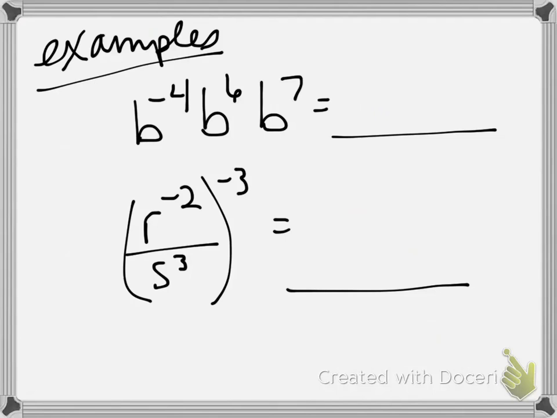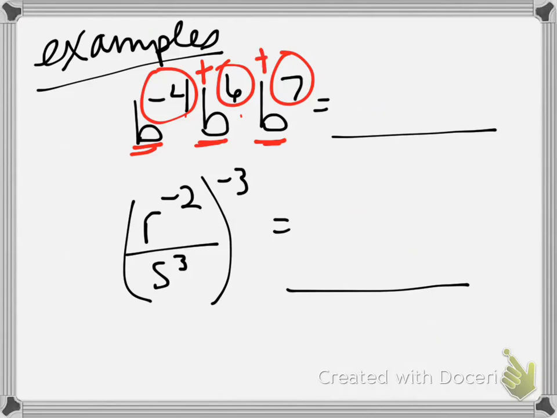Alright, so the most important reason that we need these rules is because of variables. So the next few examples are all going to have variables. For this first one, I have b to the negative 4 times b to the 6 times b to the 7. So I have the base listed individually each time, so I add. Negative 4 plus 6 plus 7. So that's 13 minus 4, which is 9 for my exponent, and I keep my base. So altogether, this adds up to be b to the 9th power.